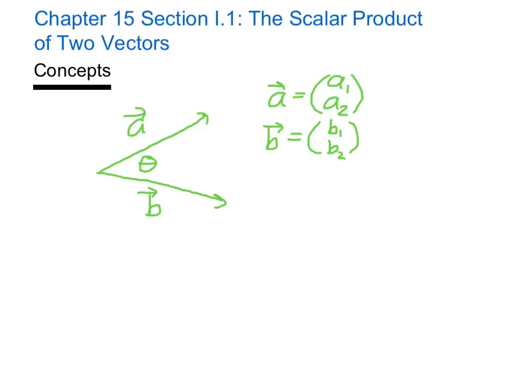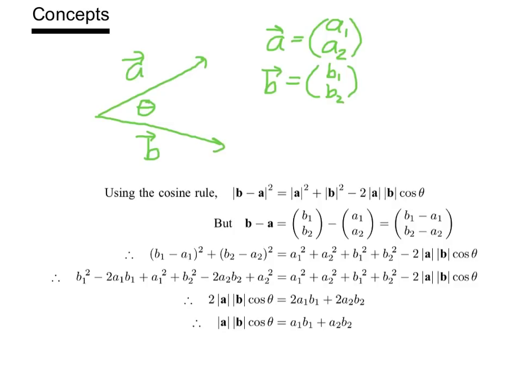Now your textbook has a very involved proof of what we're going to call the scalar product. Instead of going through it step by step, I'm just going to paste the proof here and walk you through it a little bit. The basis of this proof is the cosine rule, and we have to go back to chapter 10 to remember what the cosine rule is. Essentially, for any triangle, if I know two sides and the angle between, I can find the third side. That's essentially what we're doing here. We're finding the third side.